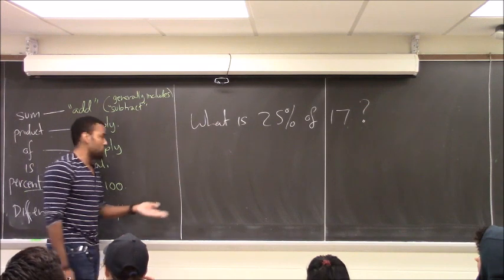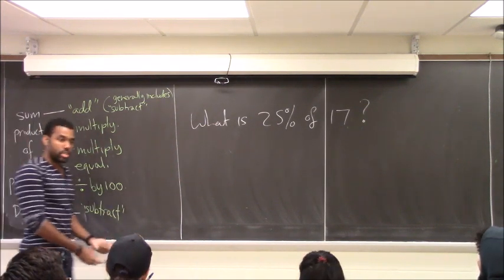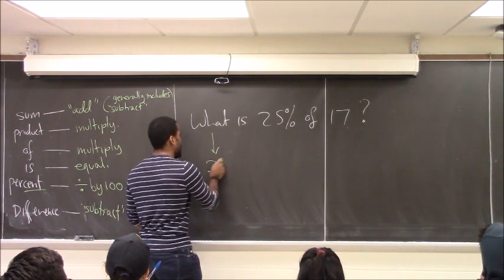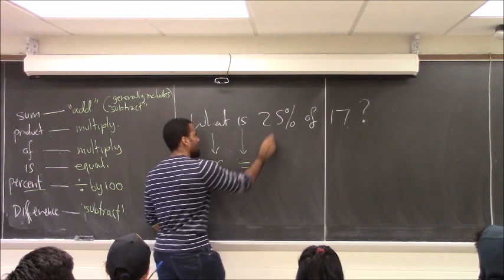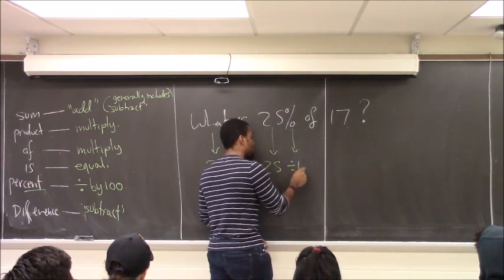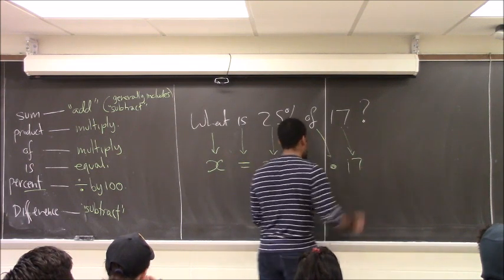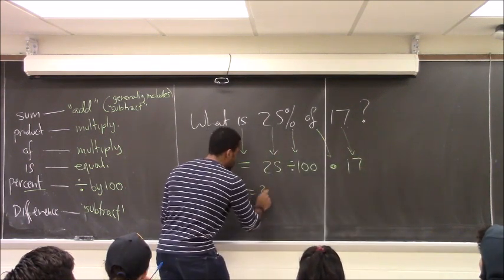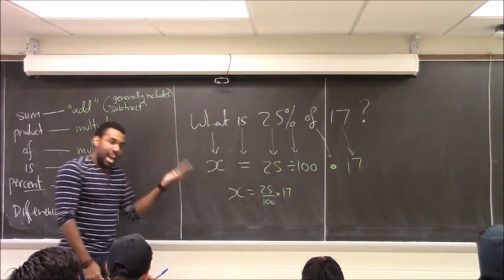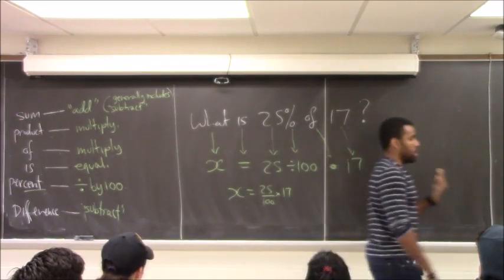And the funny thing about that is, the question itself has the answer. If you literally just know what the words mean in the problem that you're reading and directly translate it: call it something, a variable, x. Is means equals. 25 percent, divide by 100. Of means multiply. 17 means 17. So x equals 25 divided by 100 times 17. The answer is hidden within the question itself. And this is going to happen a lot in mathematics.